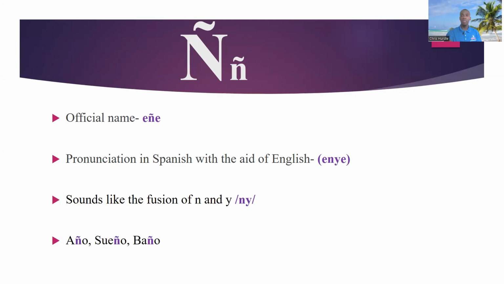And this is different to the N. This is not the same thing. This is a completely different consonant. So Ñ, ñe. You imagine that N and Y were together. Ñe. All right. So año, sueño, baño. Año means year. Sueño means sleep or dream. And baño means bathroom. So just imagine that N and Y were fused, and this is how you would produce the Ñ, right?